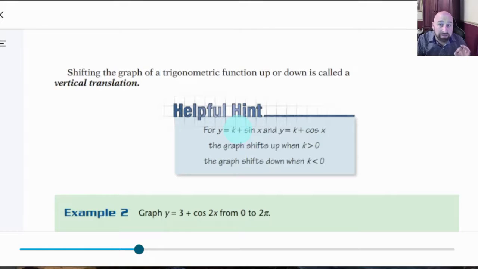So k is positive in this one. This one reacts just the way k did when we were doing parabolas. It goes up when it seems like it should go up. It goes down when it seems like it should go down. It's different than h. The h goes kind of opposite of what you think, and here the k goes the way that you think it should go. So be careful on those two. They're a little different. Just make sure that you're paying attention.